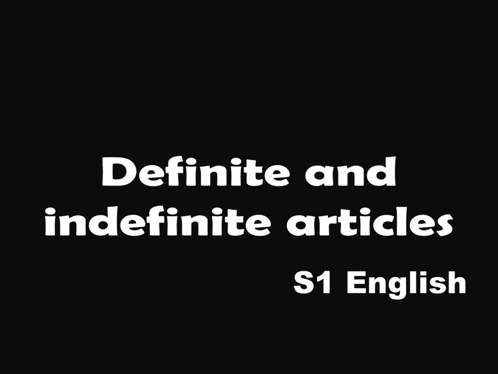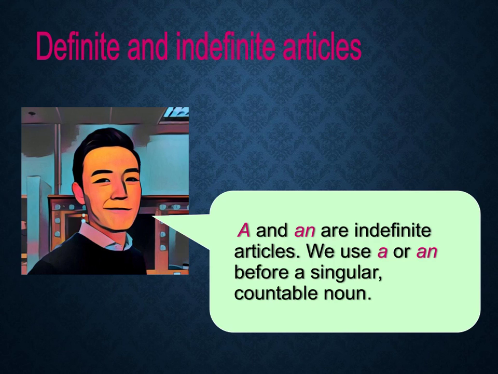Today we are going to talk about the very basic definite and indefinite articles. So what is definite and indefinite article? Well, first of all, the very basic concept is for a and an. They are the indefinite articles. So we use a or an before a singular countable noun.